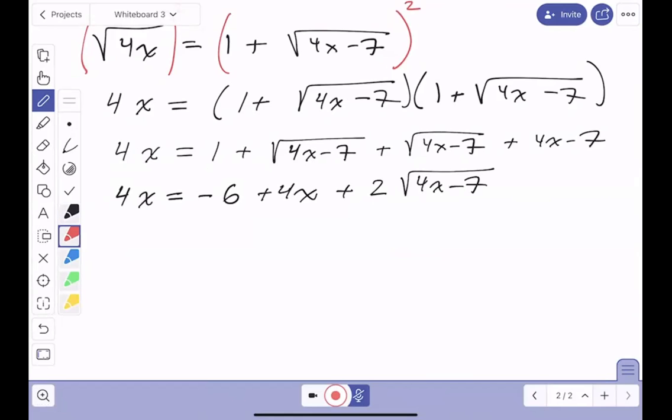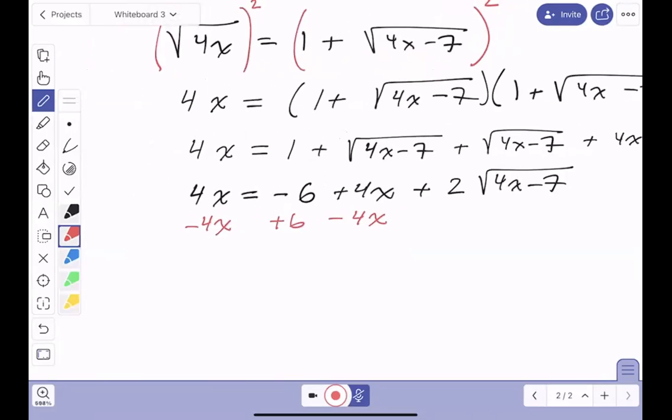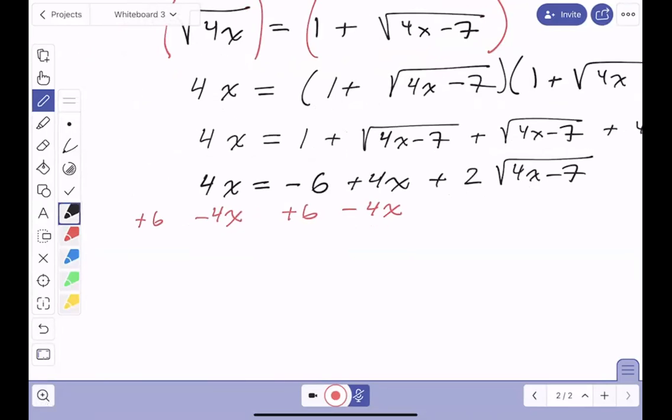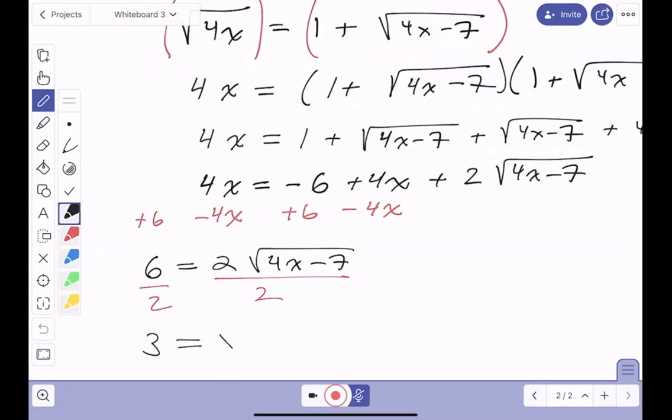So I'm going to subtract 4x from both sides. I'm trying to isolate the radical now. Add 6 to both sides. Let's see what you get. On the left side, you get 6. On the right side, you get 2 square root of 4x minus 7. What I would recommend now is to divide both sides by 2. Again, I'm looking to isolate the radical. And what do you get? 3. And yes, it's a lot of work, right? Square root of 4x minus 7.